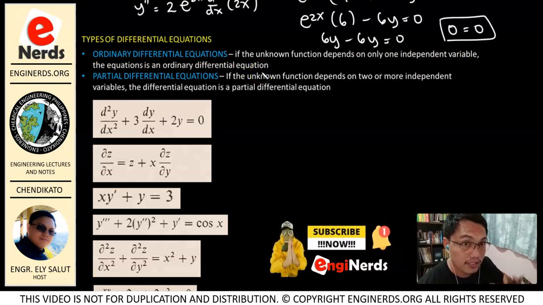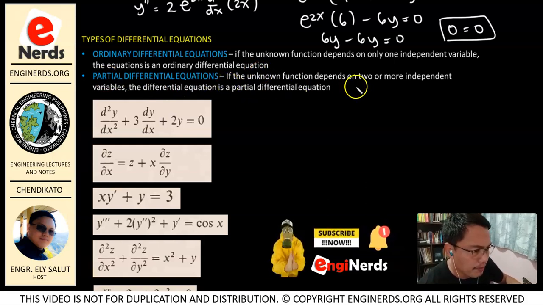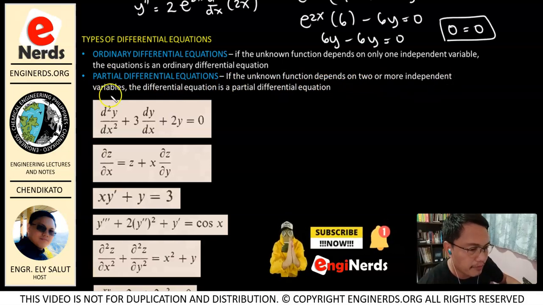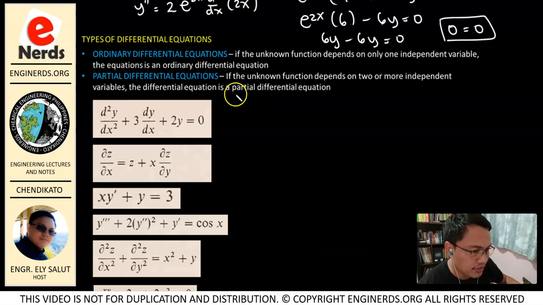Okay, so I will explain that further. Basahin ko muna sa inyo yung partial differential equation. If the unknown function depends on two or more independent variables, the differential equation is a partial differential equation. Okay, so let me explain that by answering this first problem here.